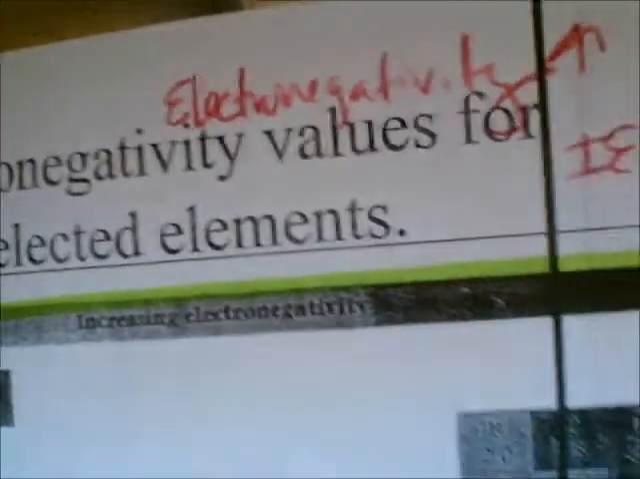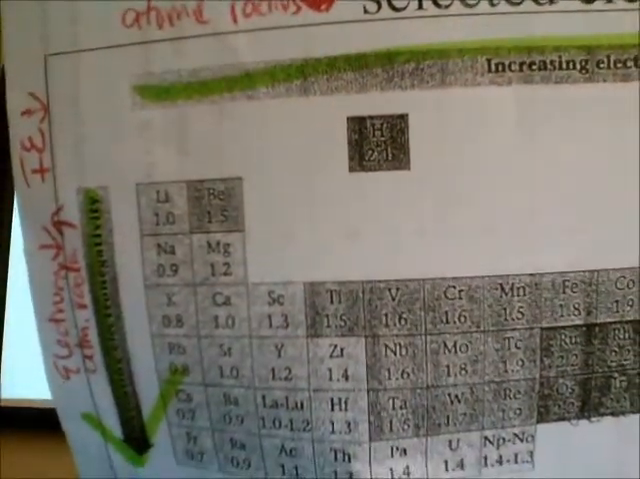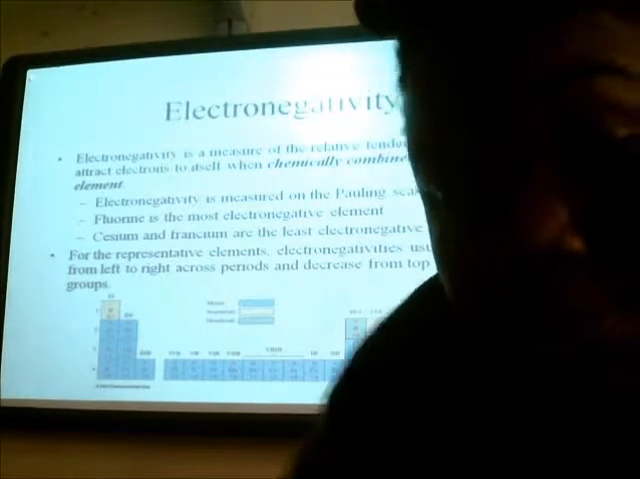All right, so I'm going to show you what it looks like on mine. It looks kind of sloppy. Electronegativity increases. See my up arrow? And on the other side, electronegativity decreases. Do you see it? All right. Now, we know why.